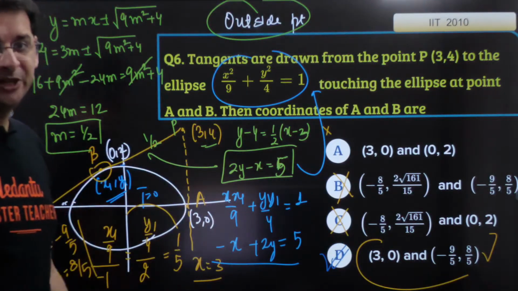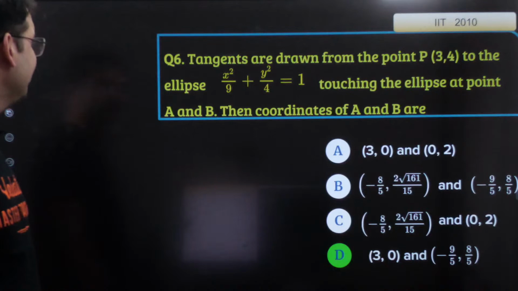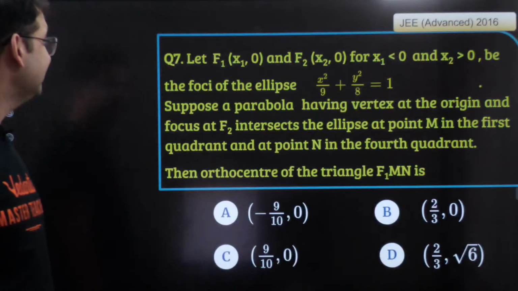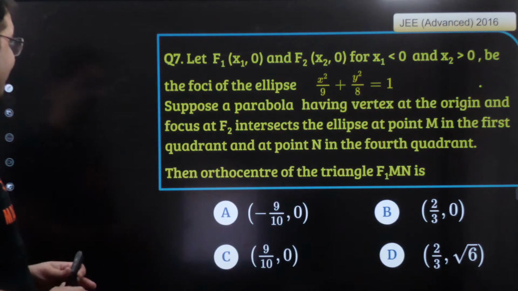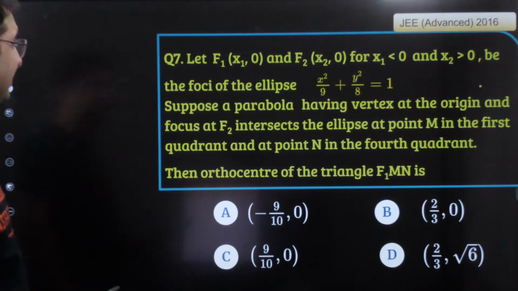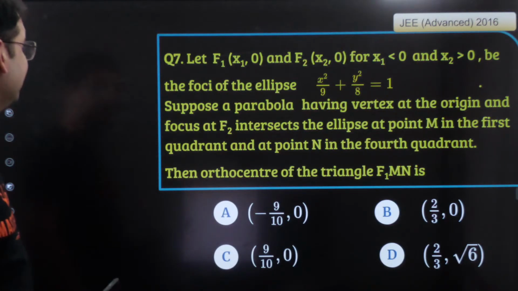Is it clear, everyone? Did you all get this? Yes? Super. So D was the right answer. Let us do this. Let us do this. So again, this was in Advanced 2016.